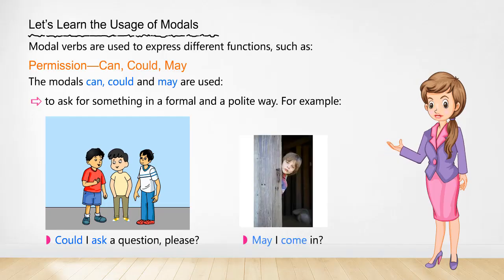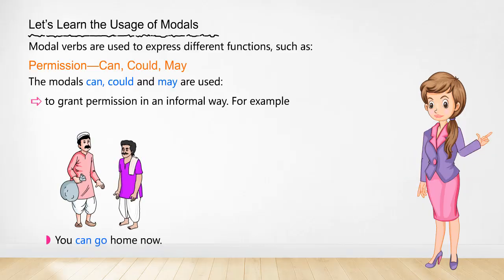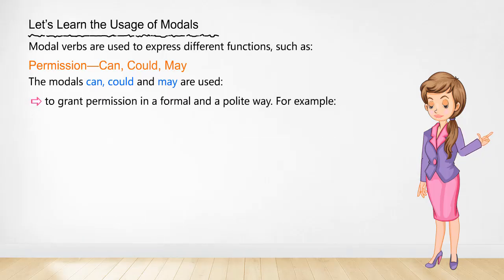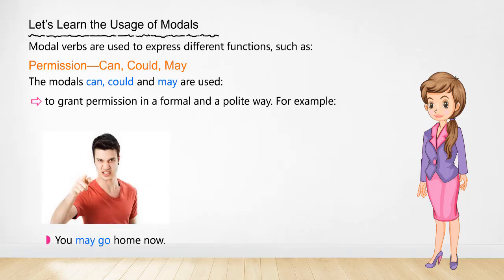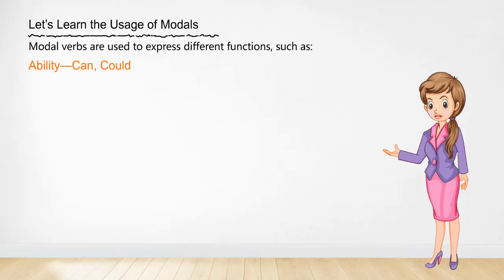May I come in? To grant permission in an informal way, for example, you can go home now. You can borrow my jacket. To grant permission in a formal and polite way, for example, you may go home now. You may borrow my jacket.